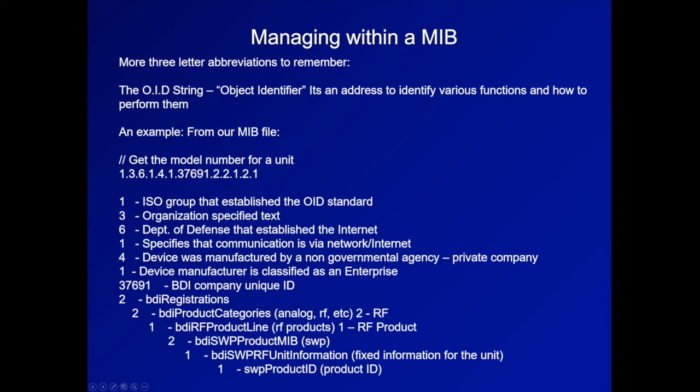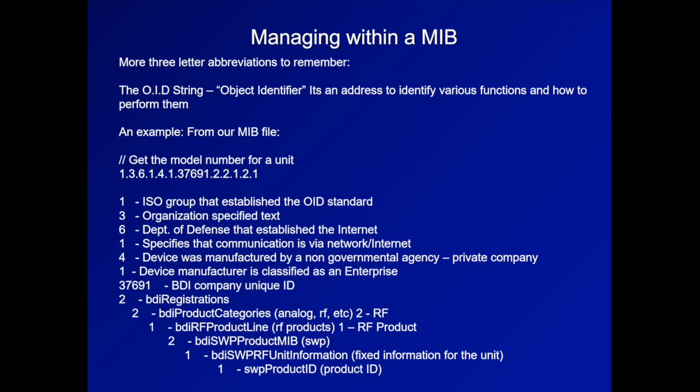So every company that is doing SNMP and has MIBs has to have a specific ID that identifies that company. So 37691 is BDI's company unique ID. And then once you get to the right of your company ID, this is basically the meat and potatoes of what this OID is going to do for a particular piece of equipment or software.